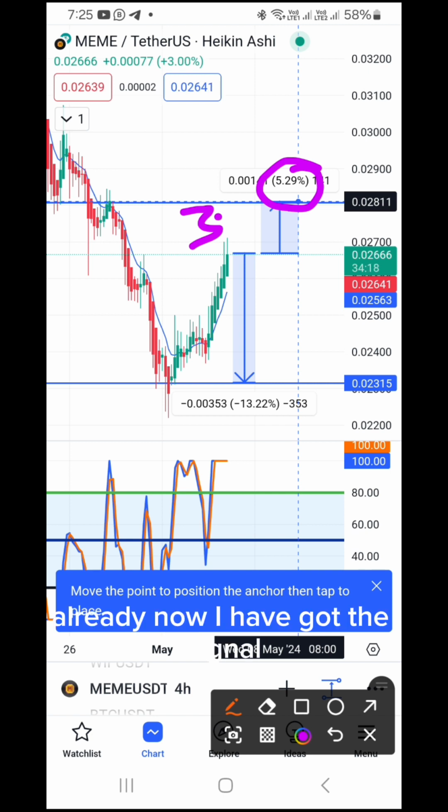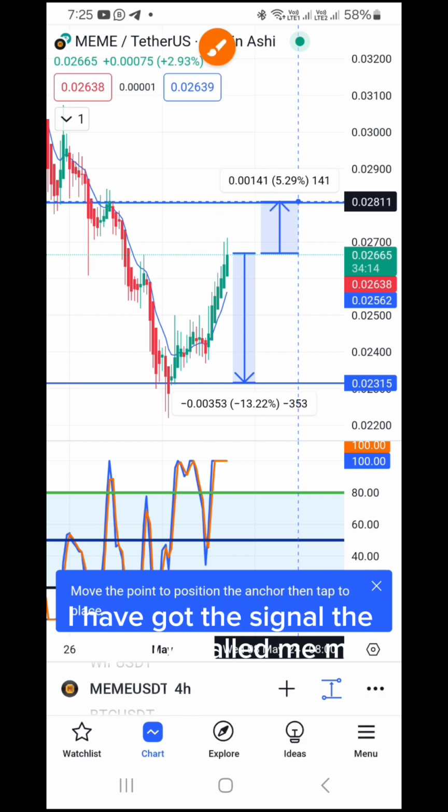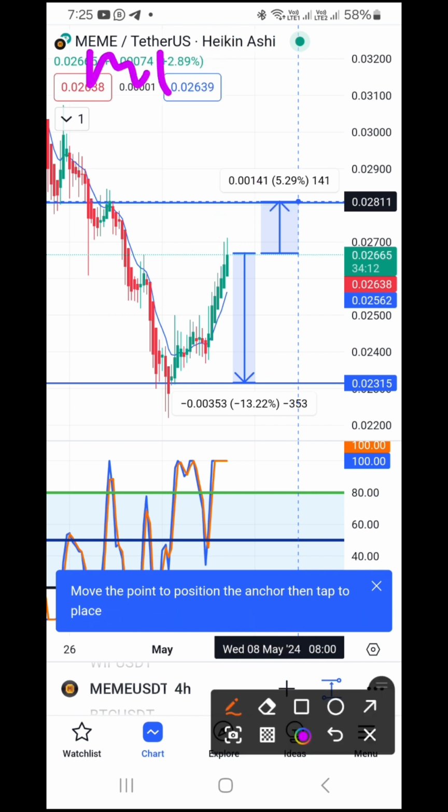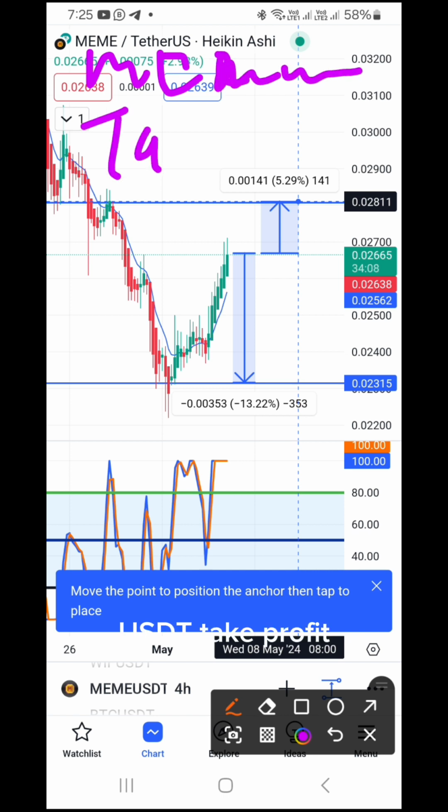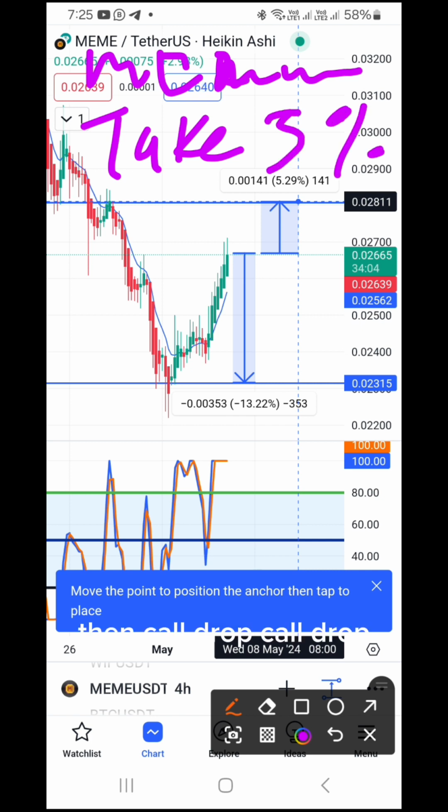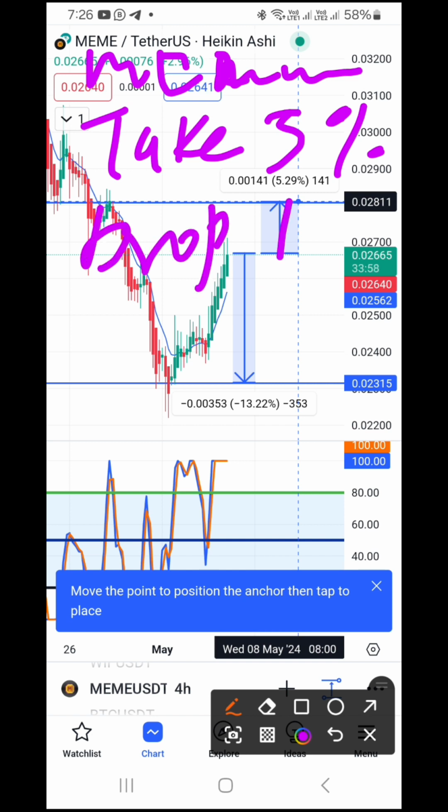So already now I have got the signal. The signal is called MEME USDT. Take profit, I'll take 3%. Then call drop, I'll take 13%. Okay. So this is how we get signals. This is how we do technical analysis.